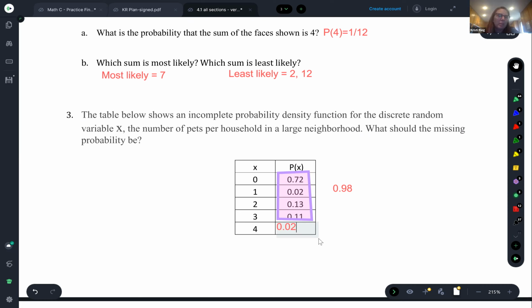Well, it's not 2 cents. I'm just using that because it's easy to do in your head. But that's how we get the last number. We add up everything we know and then subtract it from 1.